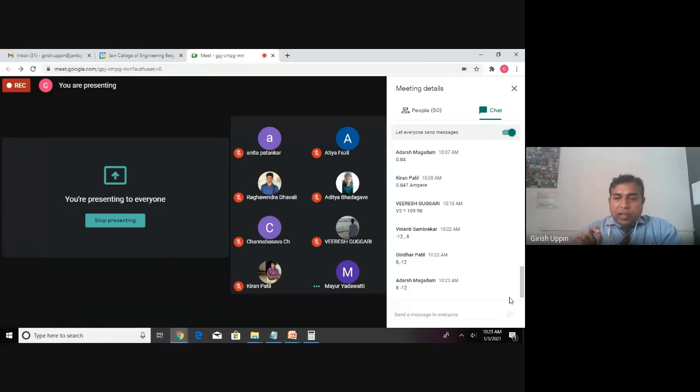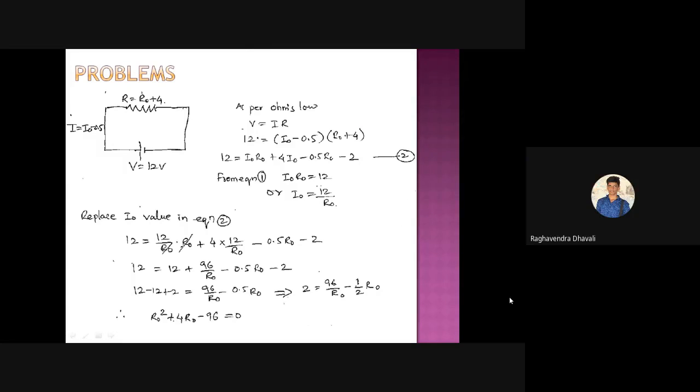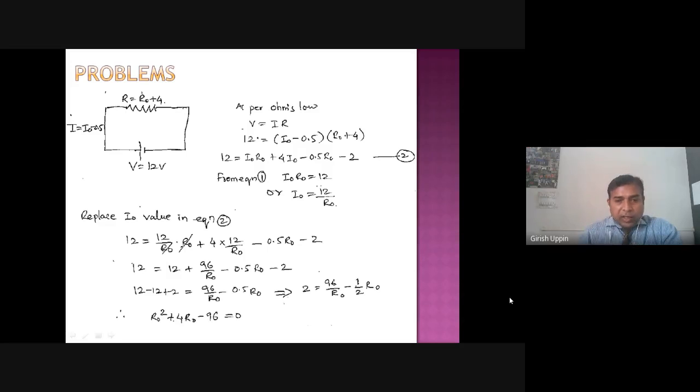So can resistance become a negative number? No, sir. So we should take positive. We have to discard that minus 12 and take the value of resistance R naught as 8 ohm. Okay. Once you know the value of R naught is 8, what is the value of I naught?